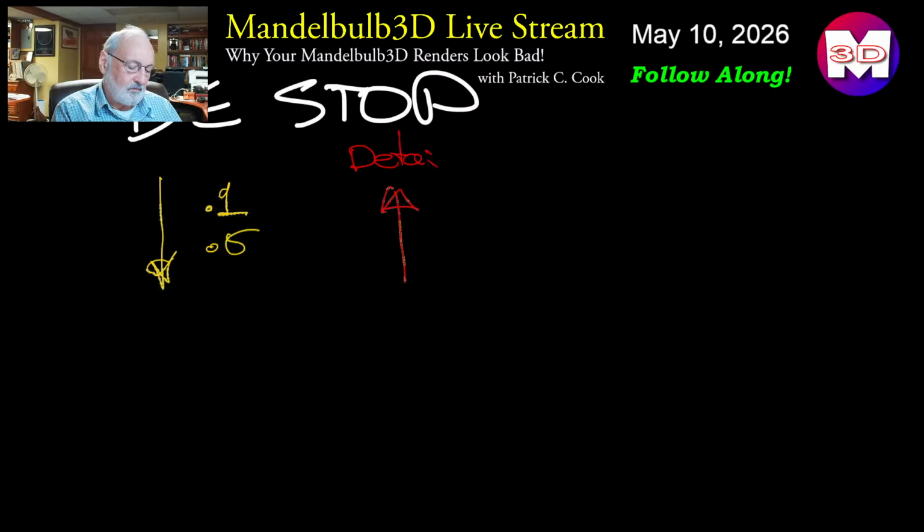So the DE stop. When the DE stop is very low, 0.1 for instance, 0.5 low, it's just low. When it's very low, what happens is that the detail, your detail, let's get back over here and label this. We'll call that the value, okay?